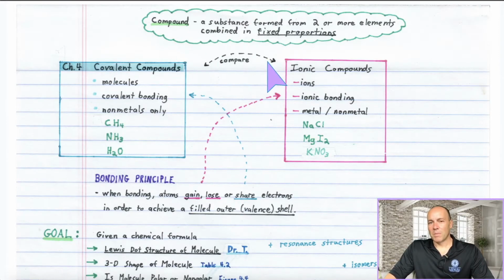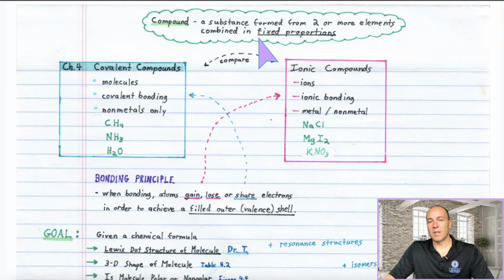In the previous chapter, we covered ionic compounds. This time we'll do covalent compounds. These two are the two main categories of compound substances. Let's recall that a compound is a substance formed from two or more elements combined in fixed proportions. Fixed proportions means the substance has a chemical formula which describes the proportions of the elements in it.